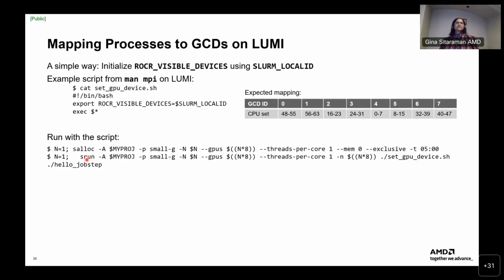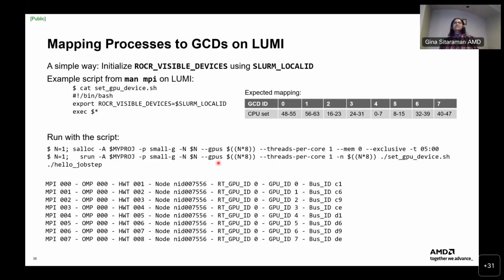And then follow that up with the actual run. So when you do the srun, we're going to run on one node on 8 GPU devices. And here we also say we have 8 tasks. And this is our application, the hello job step. But I'm going to run it under this wrapper script. The wrapper script is the one that we saw here, which is going to set up GPU device visibility for each one of those ranks. And then the application is run for each rank.